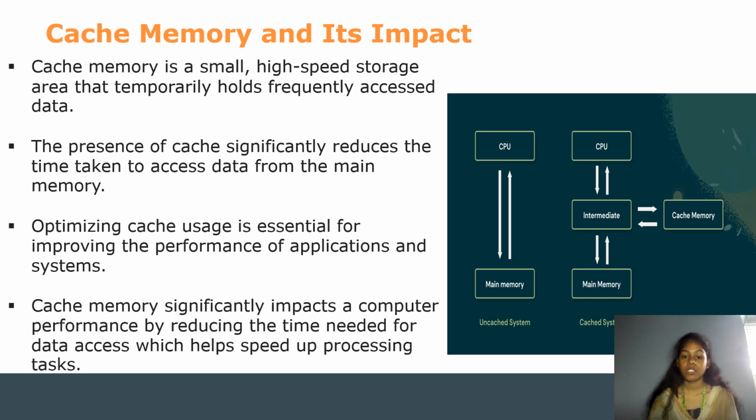Here we can see the first one is the uncached system. The CPU and the main memory have more distance between them, and it is a time-consuming process to search for the data we want. And here is the cache system. The intermediate one is the cache memory, and here the time taken is very little, and we can get the data very easily.